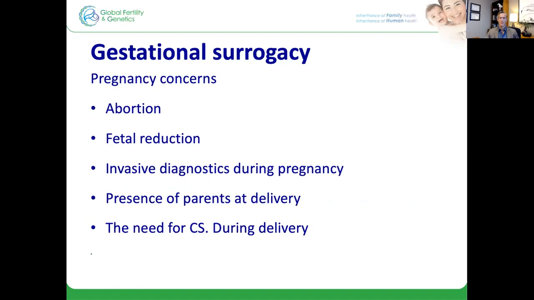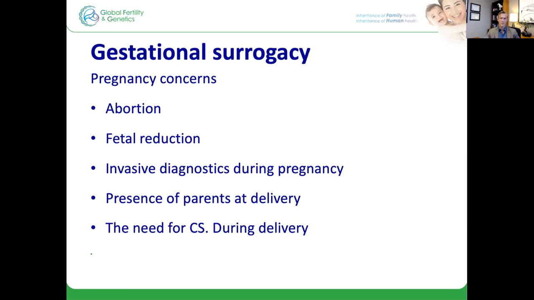Part of the matching process is also to talk to the surrogates about what she will accept during the pregnancy and what she will not accept during the pregnancy. And this is very important. Sometimes the baby will have medical problems or genetic problems, and the intended parents will choose to abort this pregnancy because they are afraid that the baby will have a problem. And the surrogate has to be comfortable with that.